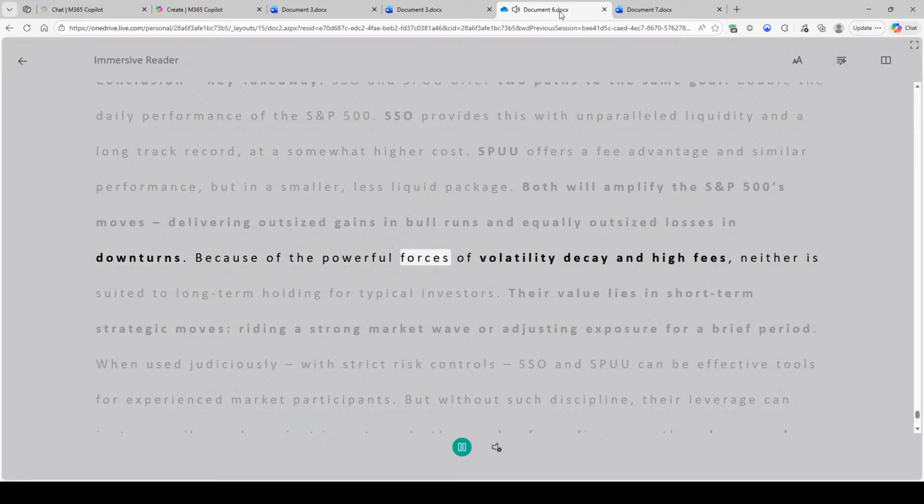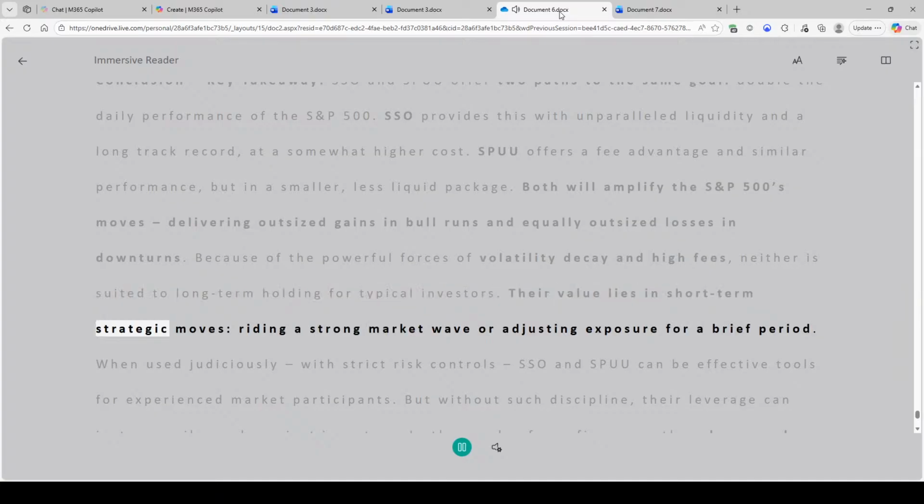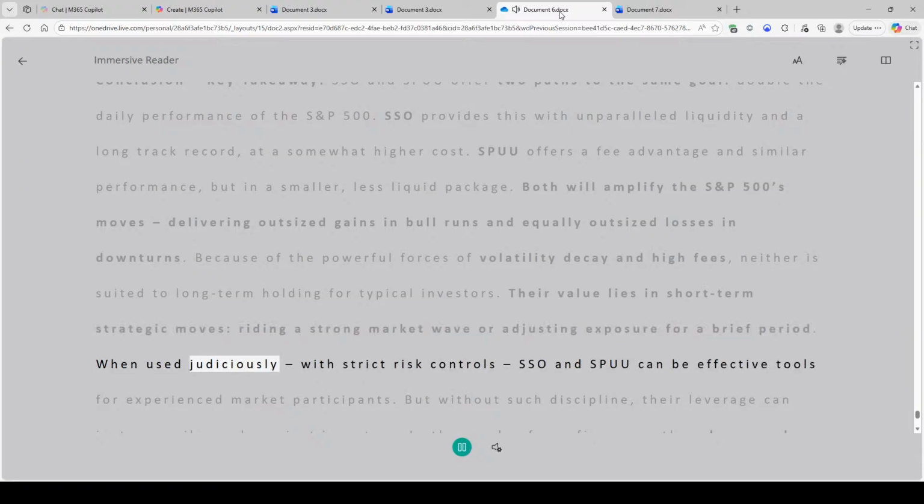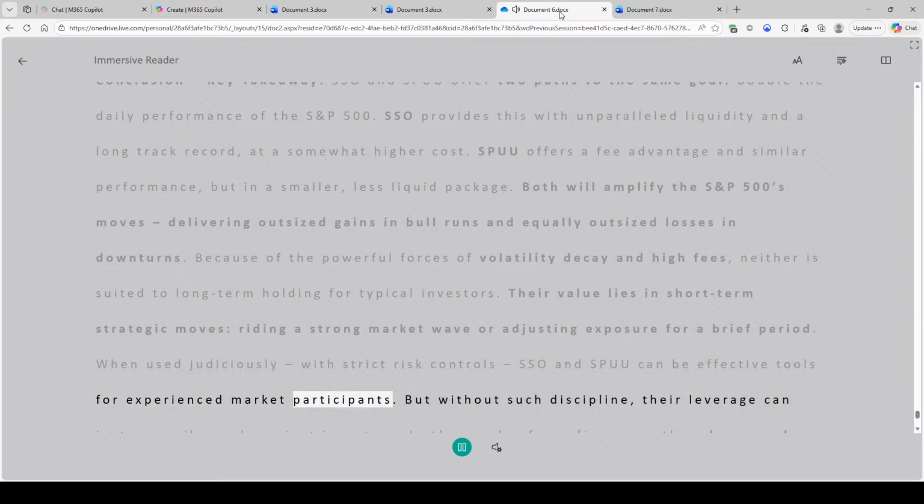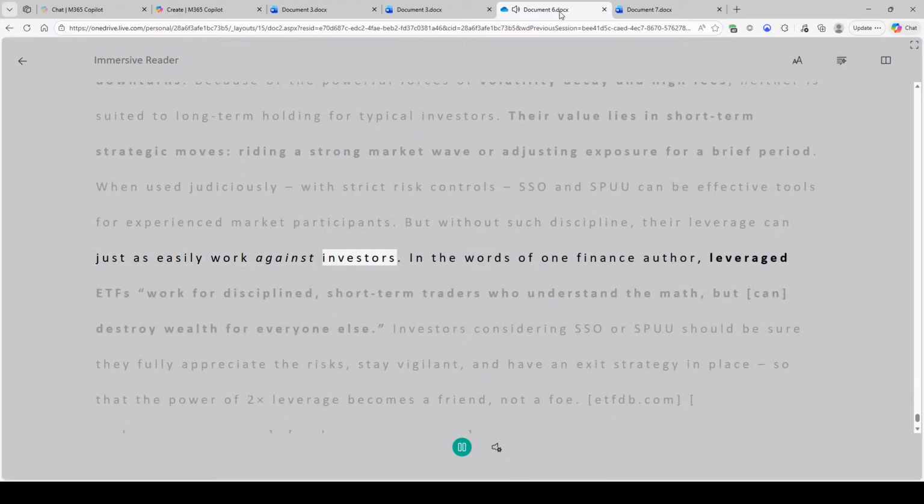Because of the powerful forces of volatility decay and high fees, neither is suited to long-term holding for typical investors. Their value lies in short-term strategic moves, riding a strong market wave or adjusting exposure for a brief period. When used judiciously, with strict risk controls, SSO and SPUU can be effective tools for experienced market participants. But without such discipline, their leverage can just as easily work against investors.